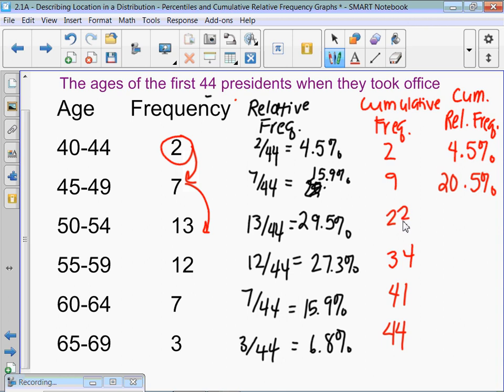Then you could do 22 out of 44, or add all your percents, but 22 out of 44 is a pretty nice percentage. 50, okay? And I think you guys got this, hopefully. Then it's 77.3, and the next percent is 93.2, and the next percent is 100. All 100 presidents are less than 70 years old, or 100% of presidents, how I should say it.